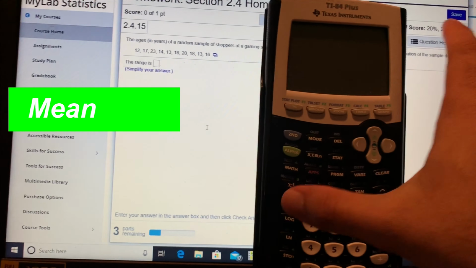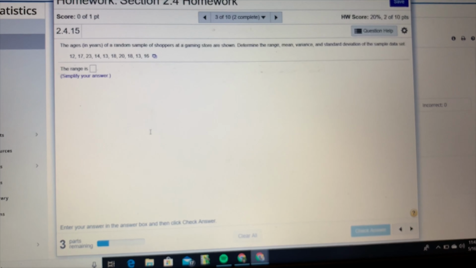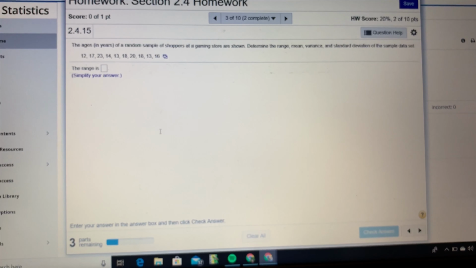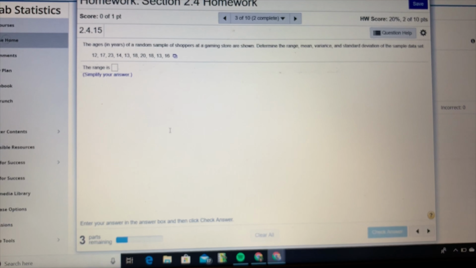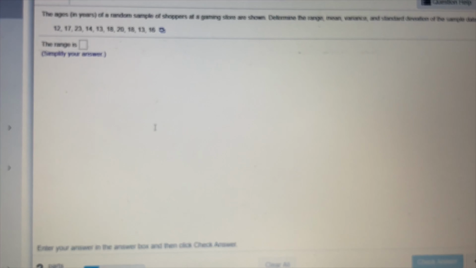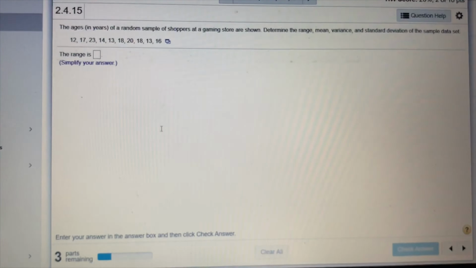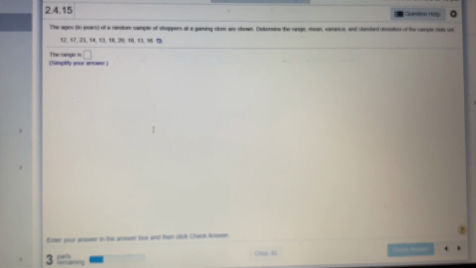So we're going to take this homework, for example. It says the ages in years of a random sample of shoppers at a gaming store are shown. Determine the range, mean, variance, and standard deviation of the sample data set. So we have the numbers 12, 17, 23, 14, 13, 18, 20, 18, 13, and 16. And it's asking for the range.